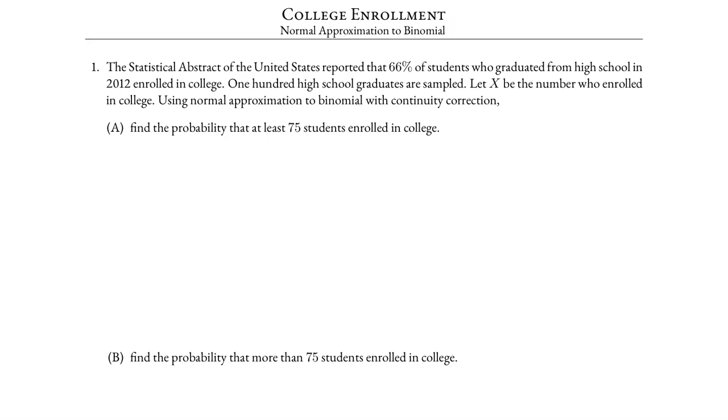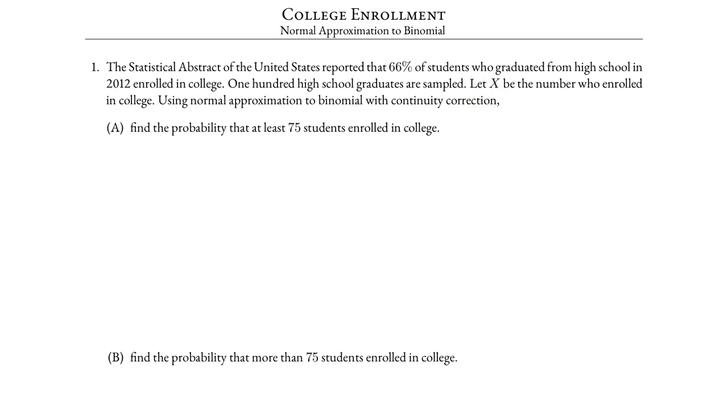College enrollment. The Statistical Abstract of the United States reported that 66% of students who graduated from high school in 2012 enrolled in college. 100 high school graduates are sampled. Let X be the number who enrolled in college. Use the normal approximation to binomial with continuity correction to find the probability that at least 75 students enrolled in college. To use the normal approximation to binomial, we first need to verify the requirement.